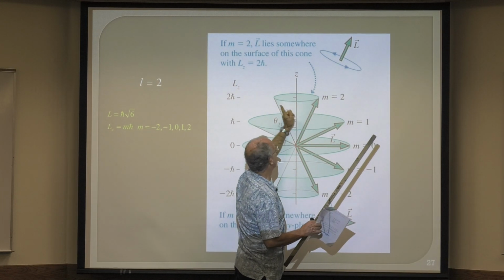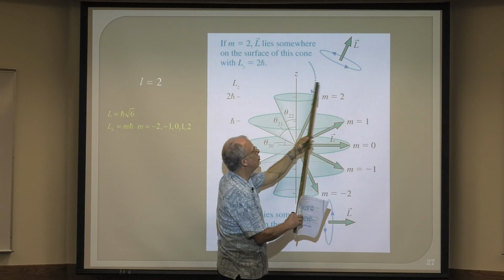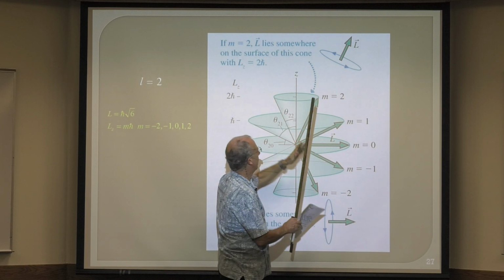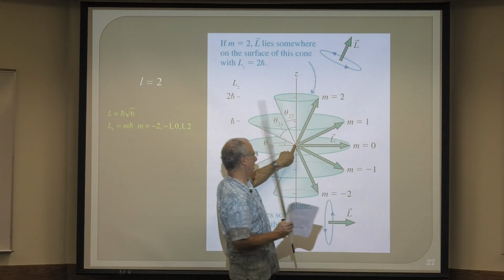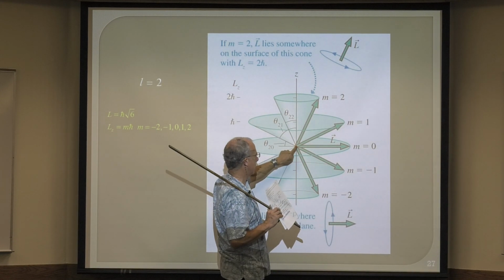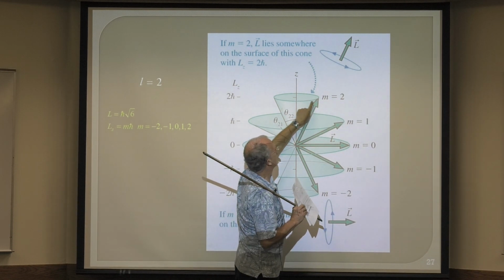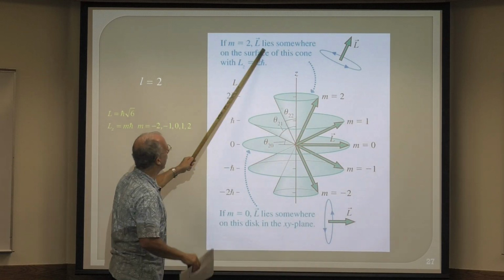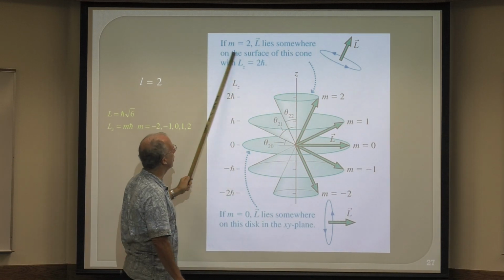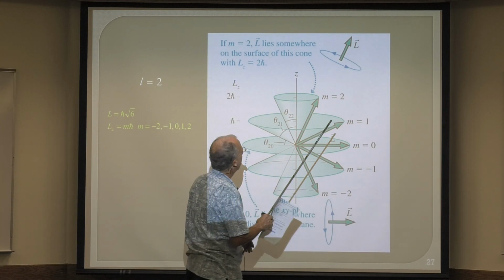So it just circles. It kind of goes like this, right? And so it's stuck. It orbits. This vector is stationary here. I mean, it's here, but this part goes like that. Okay? So if m is 2, L lies somewhere on the surface of the cone with Lz equal to 2 h bar. Okay?